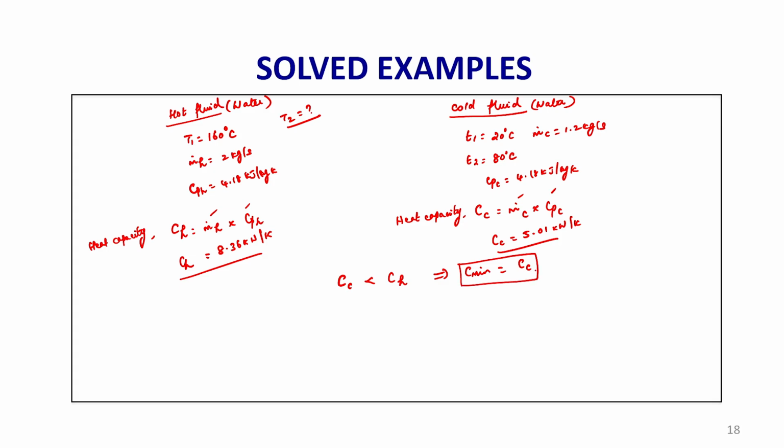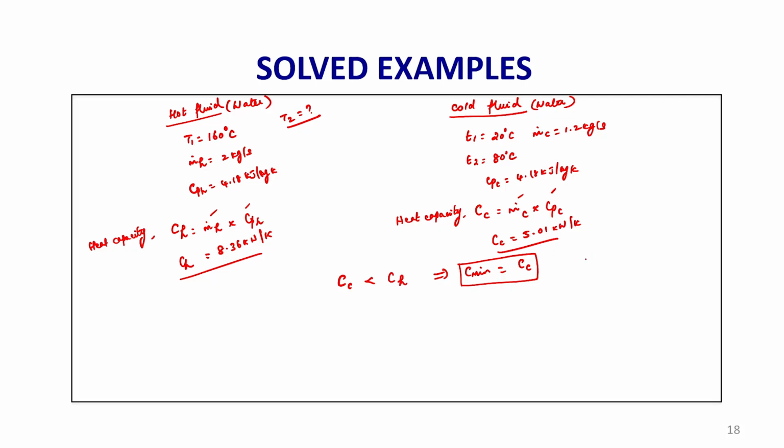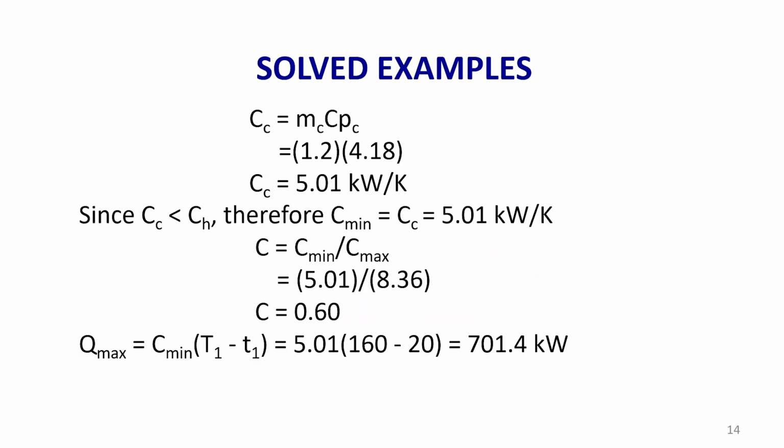For the previous problem, both the heat capacities were the same. So we wrote C minimum equal to CH and C minimum equal to CC, but here we should not write C minimum equal to CH. CH is C maximum. There are two fluids, so both of them have their respective heat capacity. So if one value is minimum, the other value should be maximum out of the two. So here C minimum equals CC, and therefore C maximum is equal to CH.